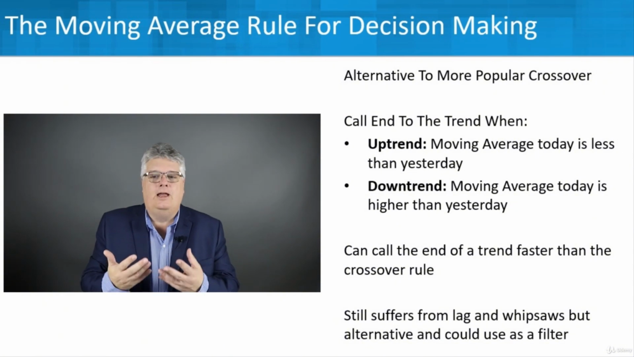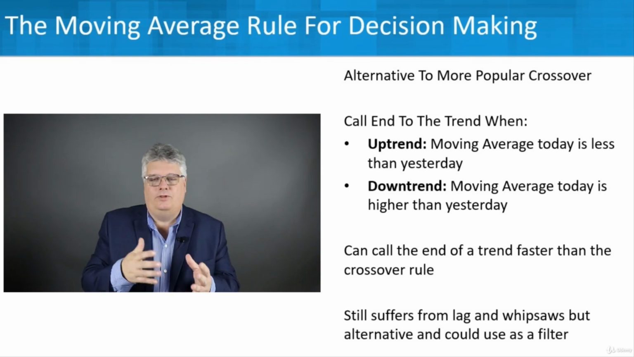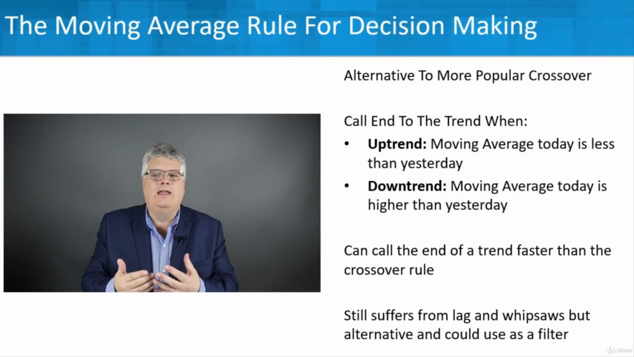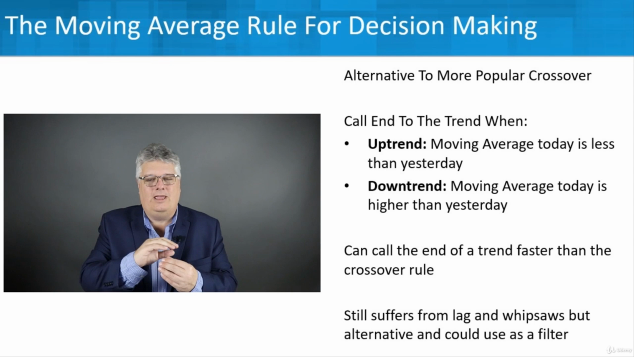So if there's an uptrend, if today's moving average is less than yesterday's, you can start calling an end to an uptrend with that. And the opposite, of course, would be on a downtrend. It's been downtrending if the moving average today is higher than yesterday. So you're basically taking your most recent data point, and then looking at your overall trend.